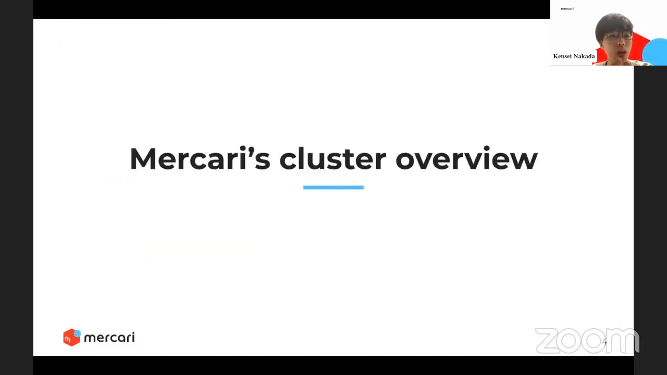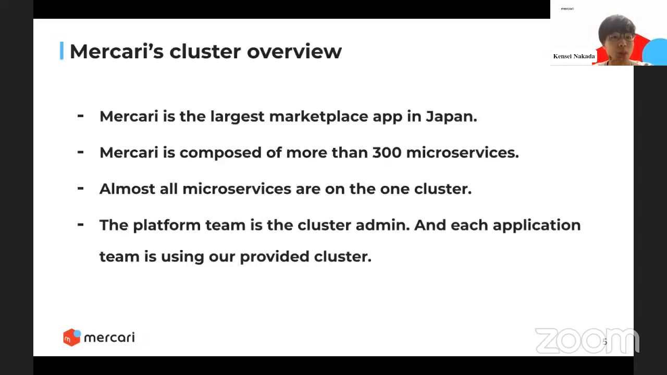So first of all, let's see our cluster situation for now. Mercari is one of the largest marketplace apps in Japan. Mercari is composed of more than 300 microservices in Kubernetes, and almost all microservices are on one cluster. Our platform team is the cluster admin, and each application team is using our provided cluster.